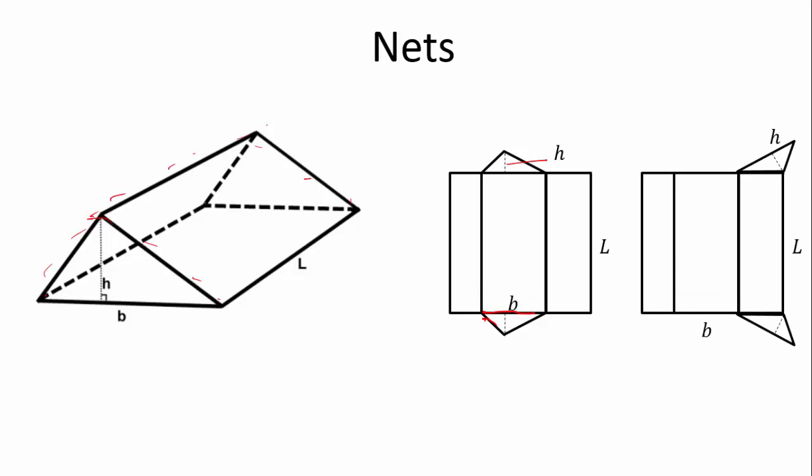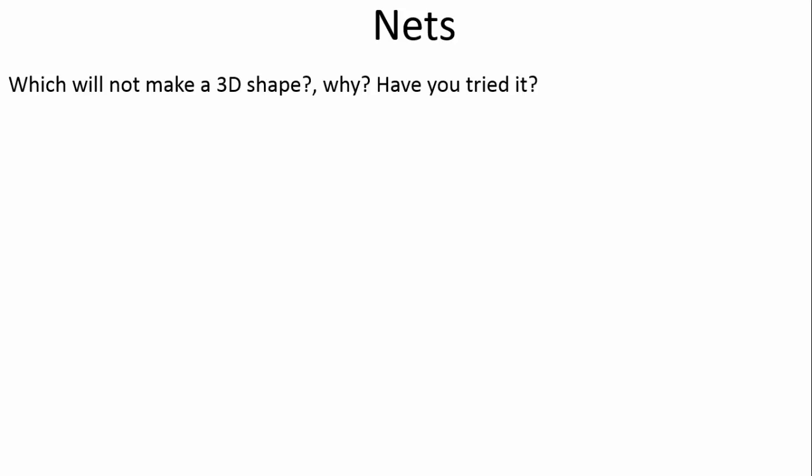I could also cut this out differently. What if I decided to not cut along that edge, but cut rather along the bottom edge? Well, then this whole shape would be exactly the same, but the height would be slightly different. But it would still create a prism. So which will not make a 3D shape? Why? Have you tried it? That's what we're going to do now.